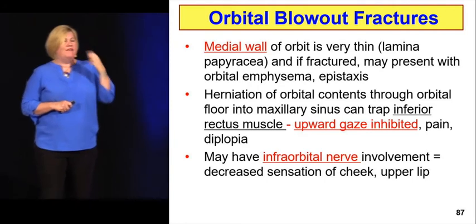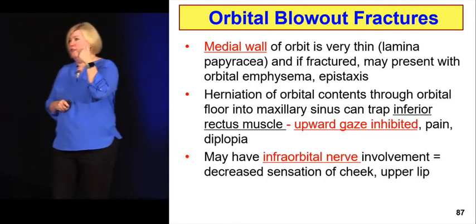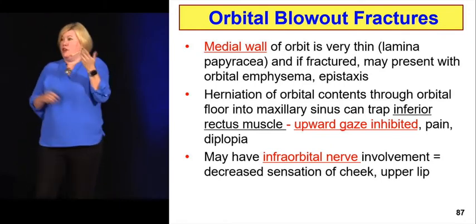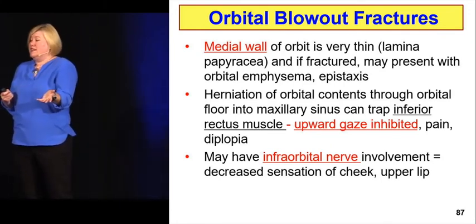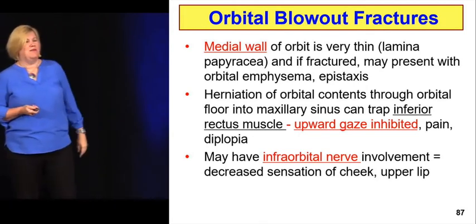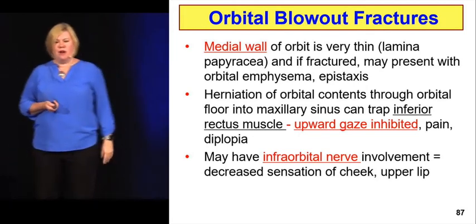They also can have infraorbital nerve involvement, giving them numbness of the cheek and the upper lip. That's the nerve that we often use to our advantage to do local anesthesia, to do repairs and things. They can also get nerve involvement from the mechanism, from the inferior orbital wall there.